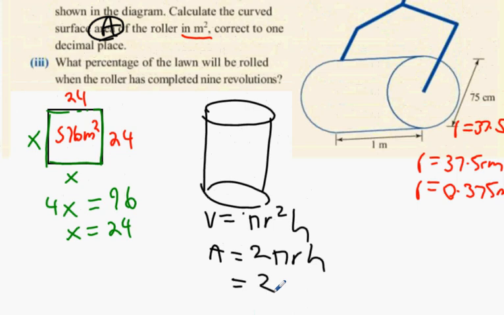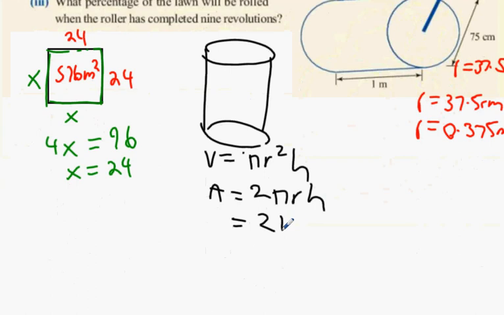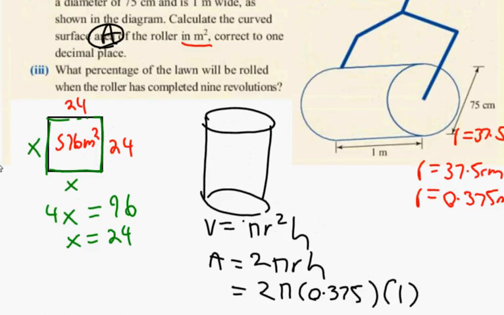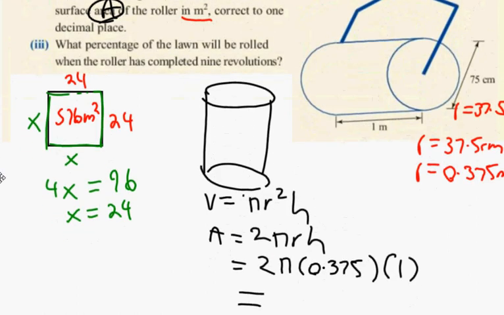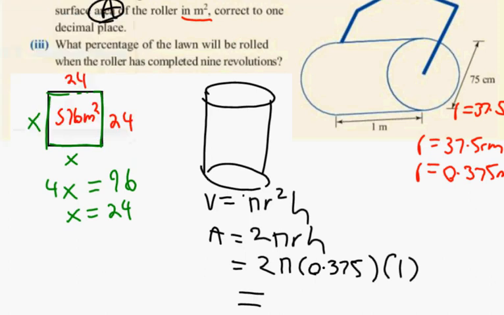So 2, what are we using pi as? Does it tell me to have a specific value of pi? It doesn't, so I'll just use my calculator pi. My radius is 0.375. And what's the length of my roller? 1. Can anybody tell me what that is? Maybe to 2 decimal places or 1 decimal place? Anybody got it? Sorry? 2.4 meters squared. Okay, that's great.